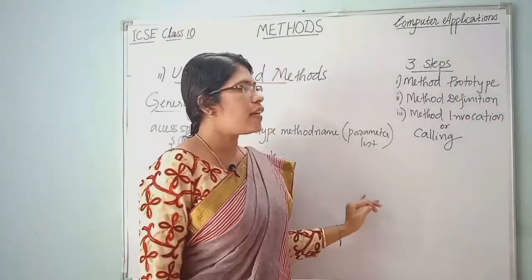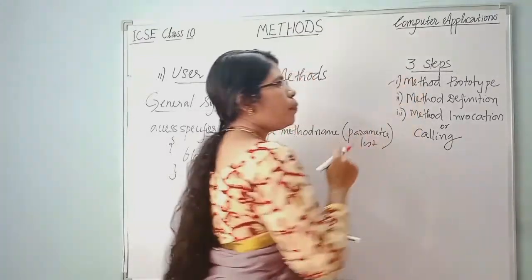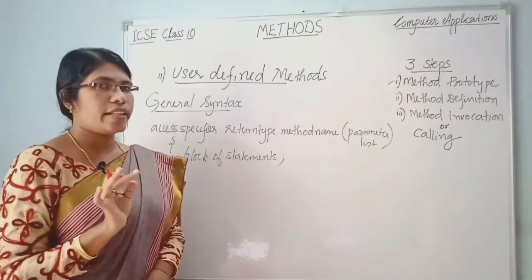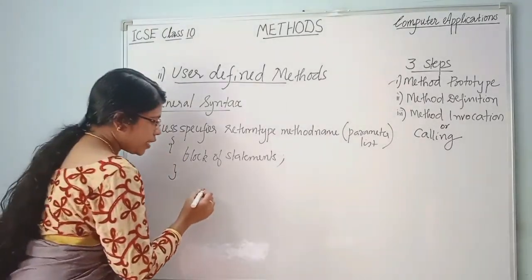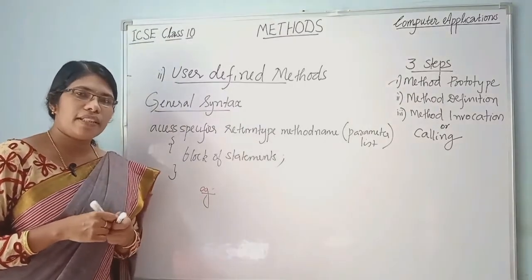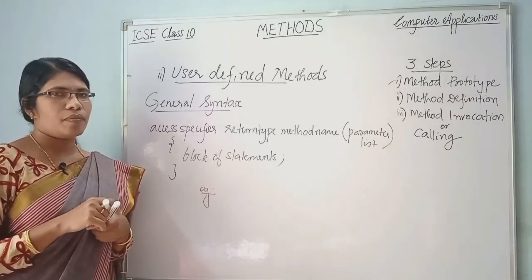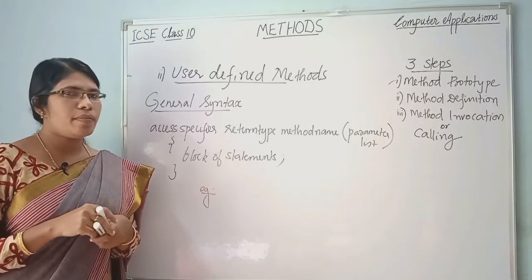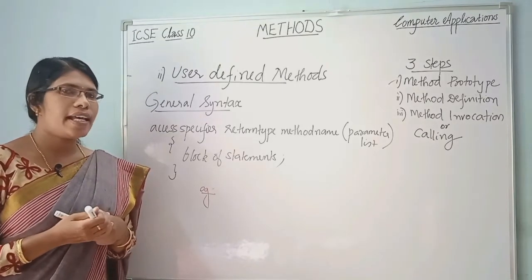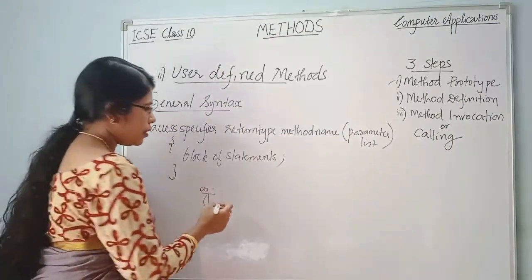While considering methods, we have 3 steps. The first one is method prototype. Method prototype is the first line of method definition. Before that, here I am giving an example for this method definition. I need to define a method that shows a message as welcome. So let's see how we write that method.